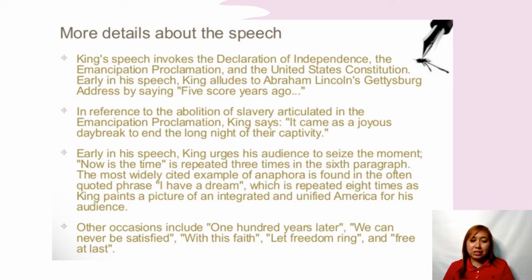And other occasions include "100 years later," "We can never be satisfied," "Let freedom ring," and "Free at last." So basically, his speech is about telling the people to stop the slavery of the African American.